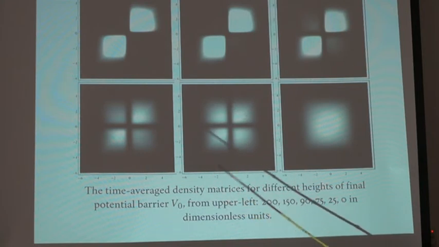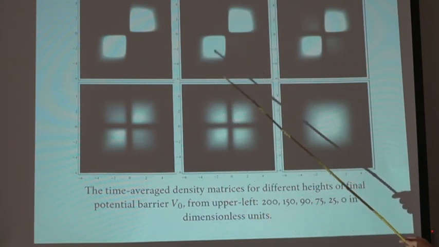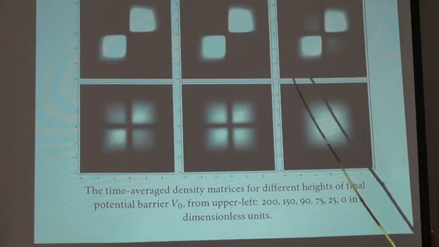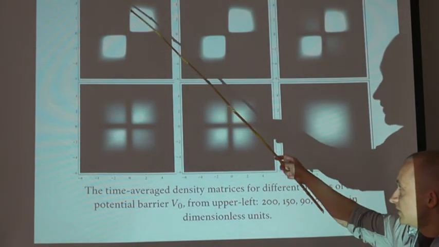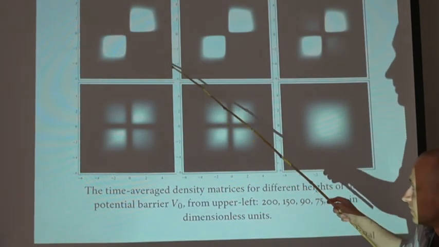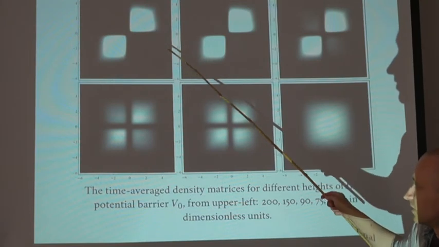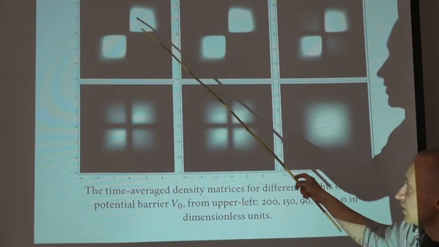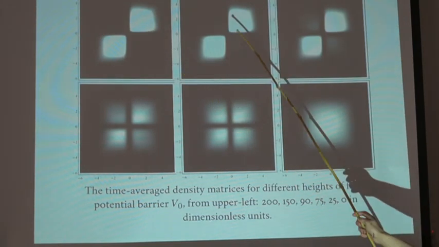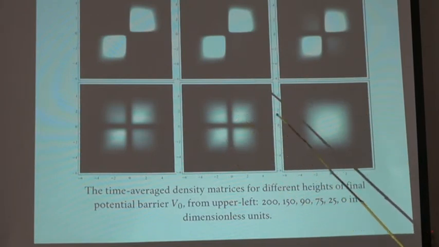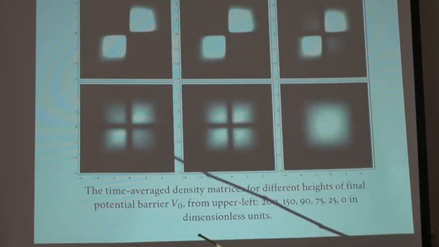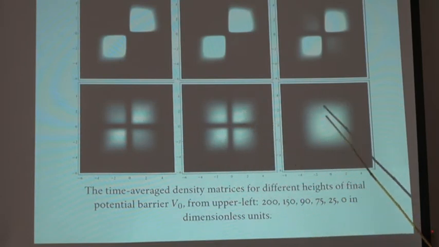Then we check how this density matrix depends on the final height of the potential barrier. When this final height is large and the potential barrier is impenetrable, the coherence is lost. When we decrease this potential barrier, you can see that coherence is restored, and at the end here we have the image without splitting, just harmonic oscillators.